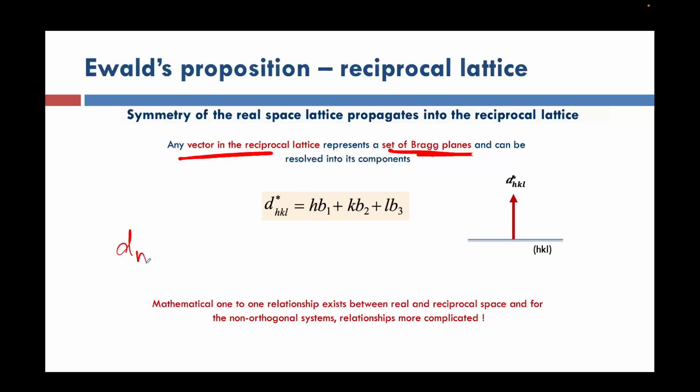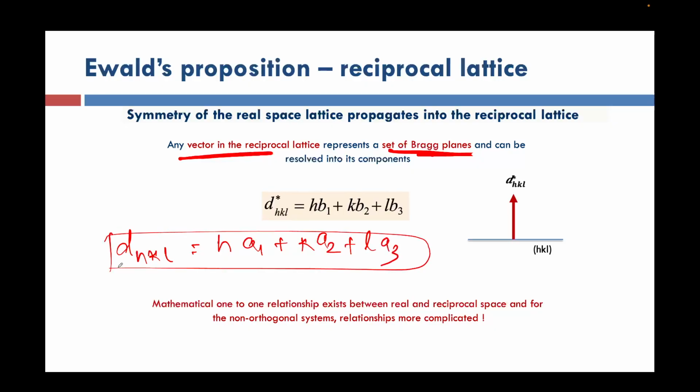If I am talking about d_hkl, it is h a1 plus k a2 plus l a3, if I am representing it in vectorial notation. Let's say a1, a2, a3 are my coordinates in real lattice. Then I can always convert that real lattice to the reciprocal lattice. This is what he has proposed.